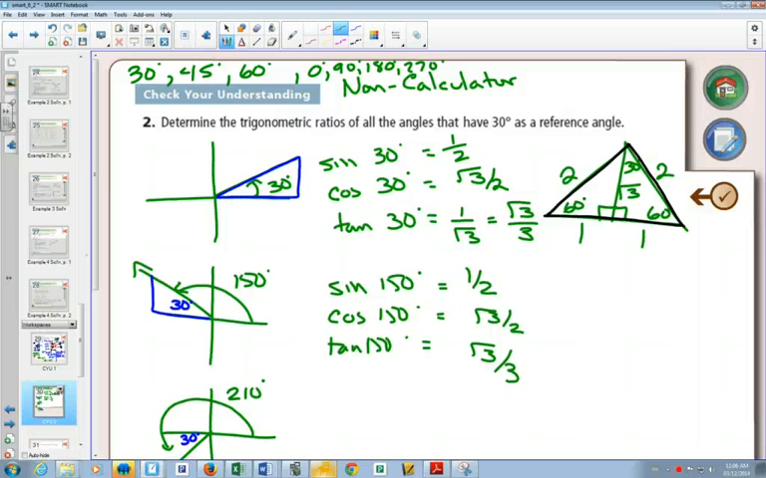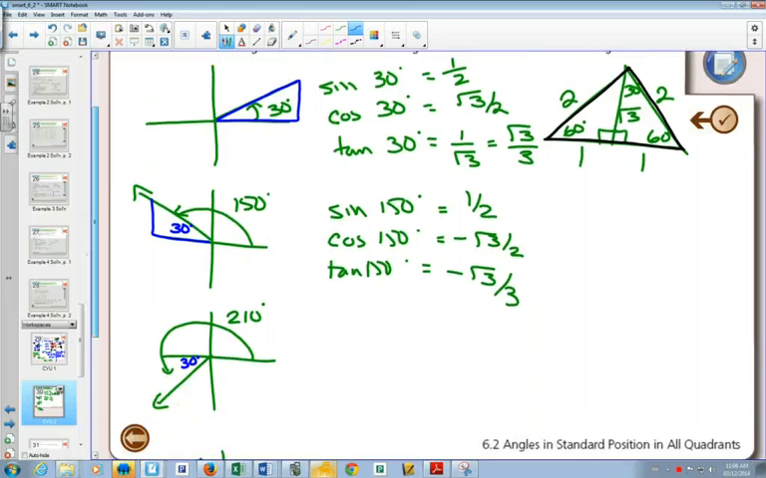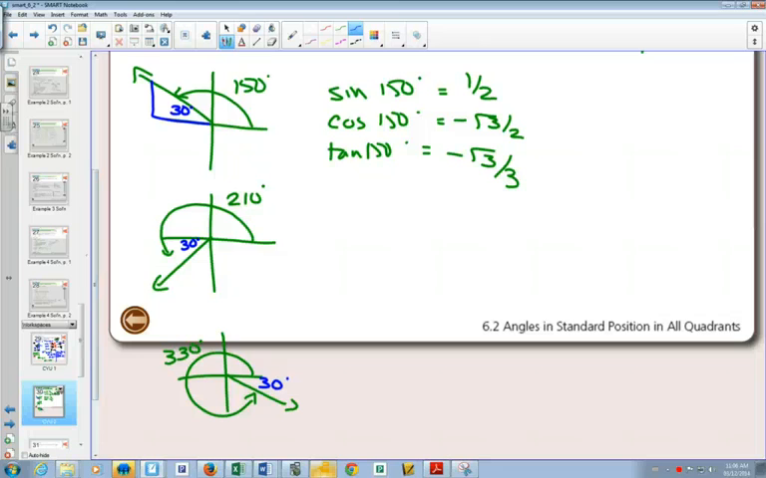But now which ones are going to be positive and which ones are going to be negative? You have to do your little CAST thing. Which quadrant are we talking about right now? Quadrant 2, where the S is. So that means sine is going to be positive. The rest are going to be negative. So now I am going to give you a head start with 210 and 330.